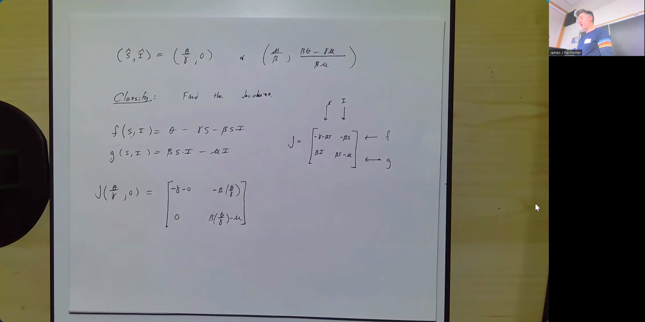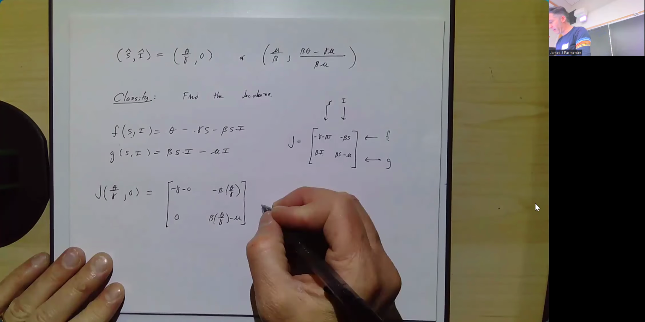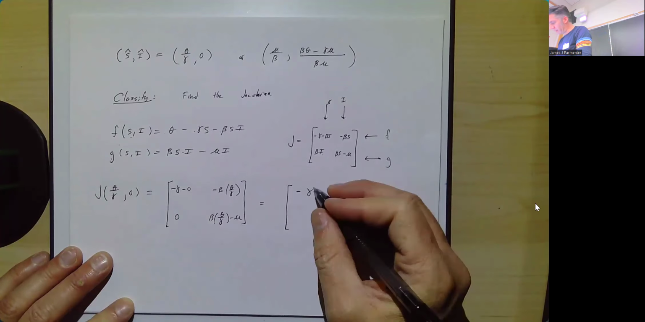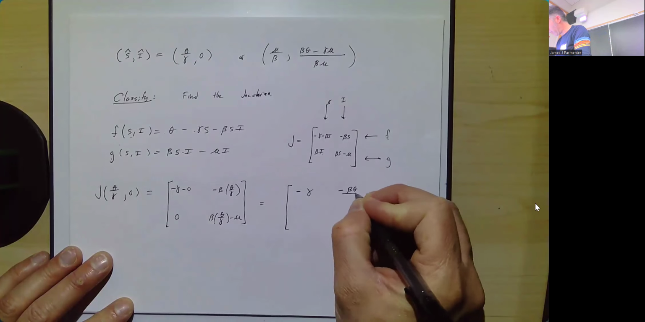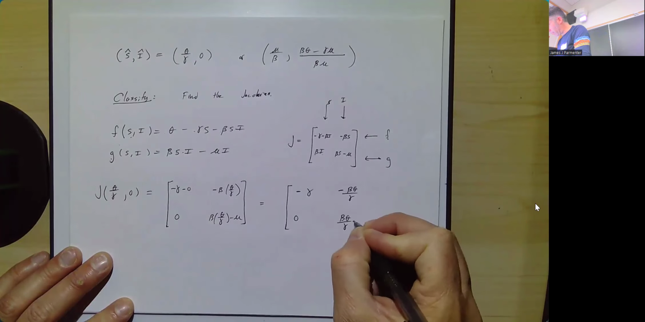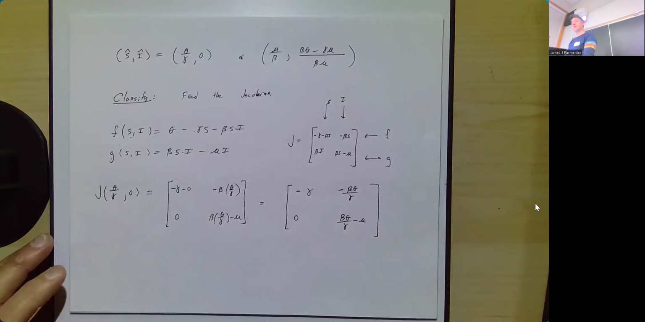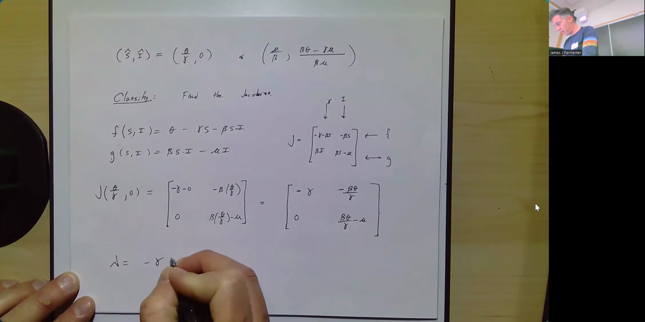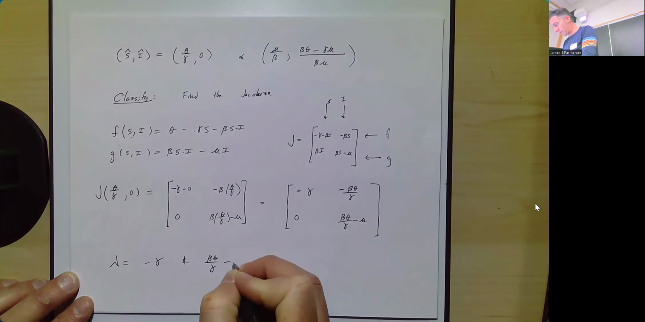Let me write this in a slightly nicer way. Here's my matrix: negative gamma, negative beta theta over gamma, 0, and then beta theta over gamma minus mu. All of you should be able to tell me what the eigenvalues of this matrix are. The easier one is negative gamma, and the other one is whatever is down there. So my eigenvalues are negative gamma and beta theta over gamma minus mu.